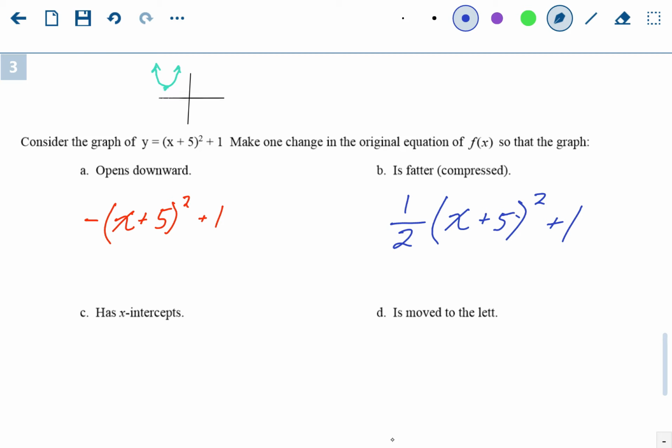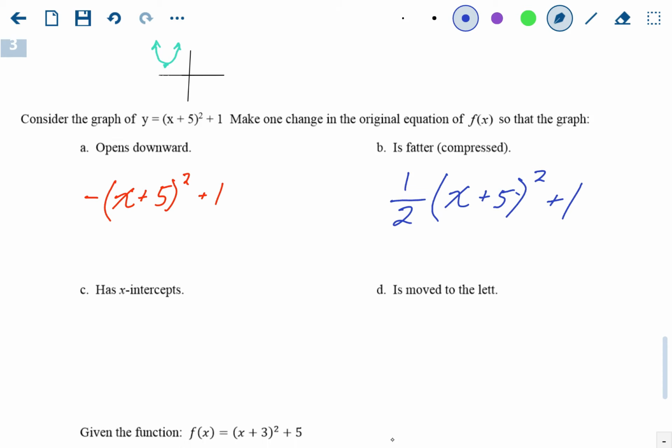Now another way you could get x-intercepts is if you move the vertex down. Okay. The problem with this currently is that the vertex is above the x-axis and it opens up. So if we want to move, we just move the vertex down so it's below the x-axis. How do we do that? Well, we just make the y value of the vertex negative.